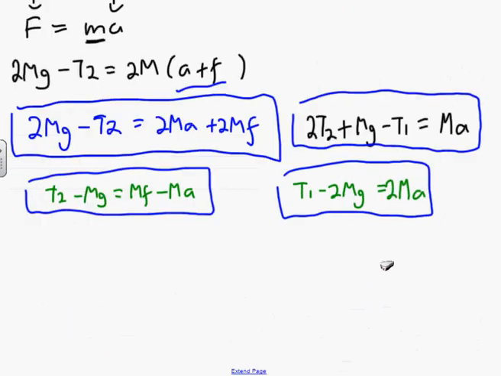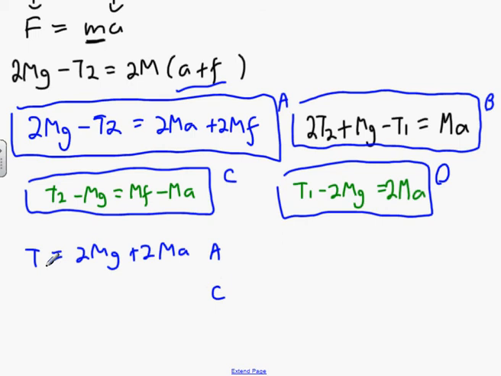Now we're going back down. Okay, I am going to start off with T1 here. I'll call it A, B, C, and D. Always write down the equation you use when you rewrite it. So T1 equals 2mg plus 2ma. That's equation A. Equation C is T2 ends up to be mf minus ma plus mg. Okay, should be able to get another one. A as well. Oh, sorry, I already used.